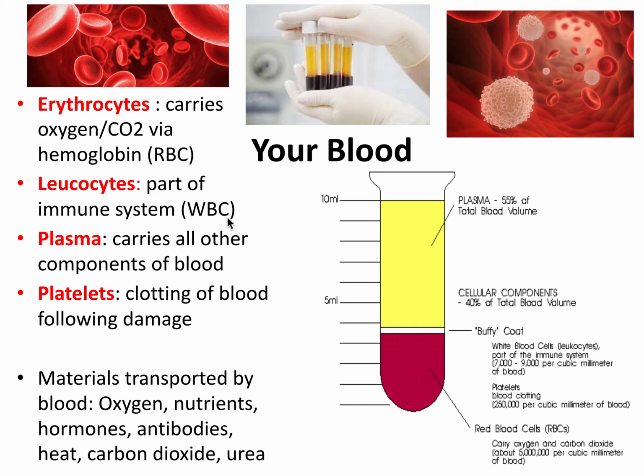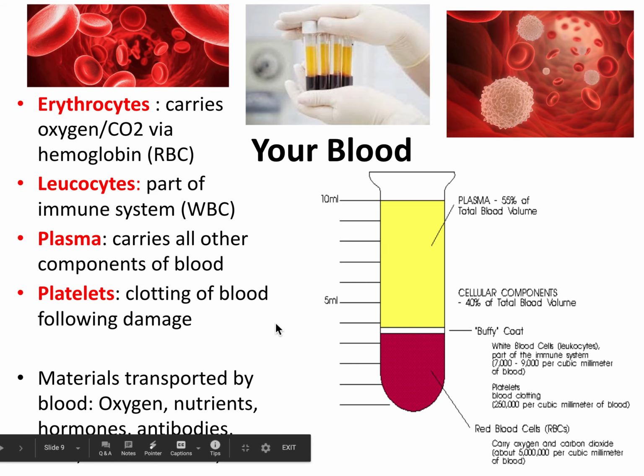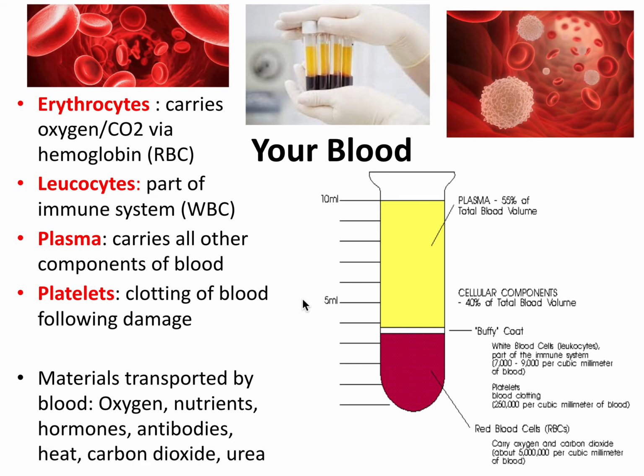WBC is what that stands for. Plasma is going to carry all other components of our blood, so different nutrients that are going through our blood, different antibodies, hormones, things like that. Platelets are for clotting of the blood following any damage. So platelets are going to help plug a cut if you get a cut really fast so that you don't bleed out. Here are the materials that are transported by the blood: oxygen, nutrients, hormones, antibodies, heat, carbon dioxide, and urea are all carried by our blood.